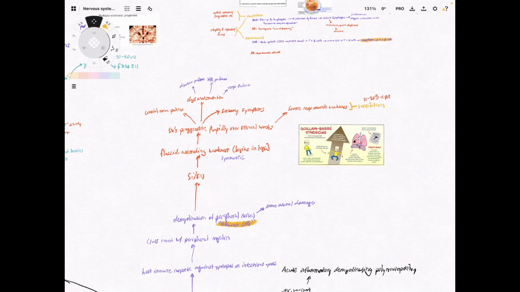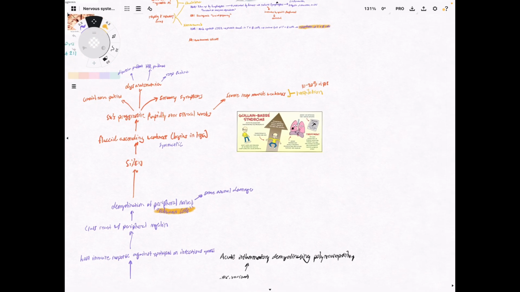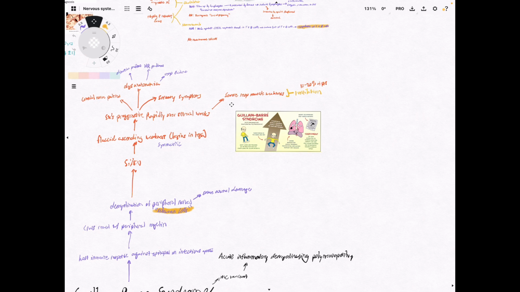And it will occur with sensory symptoms, maybe some dysautonomia, so respiratory failure, which is usually the cause of death, heart problems, and digestion problems. So this is later on in the disease course as it extends all the way up to your thoracic cavity. And then we have severe respiratory muscle weakness, again, the cause of death. Most patients are put on ventilation.